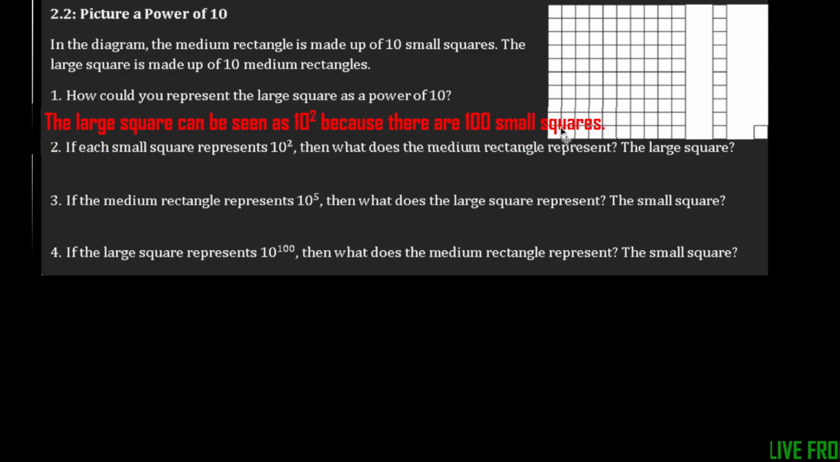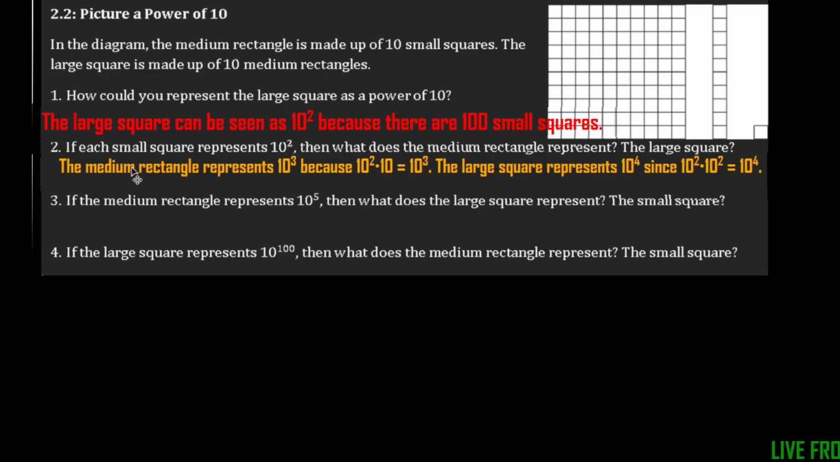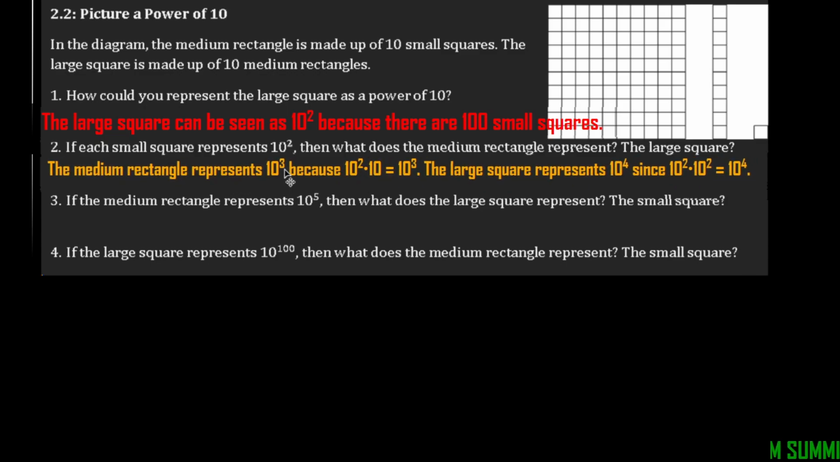So we can say the large square can be seen as 10 squared because there are 100 small squares. Then we could say if each small square represents 10 squared, then what does the medium rectangle represent? So we can say the medium rectangle represents 10 to the third power because if we multiply those two together, we have 10 squared times 10 is equal to 10 to the third power. Then we can say the large square represents 10 to the fourth power since 10 squared times 10 squared is 10 to the fourth. So make sure you're very careful when you're writing these down.